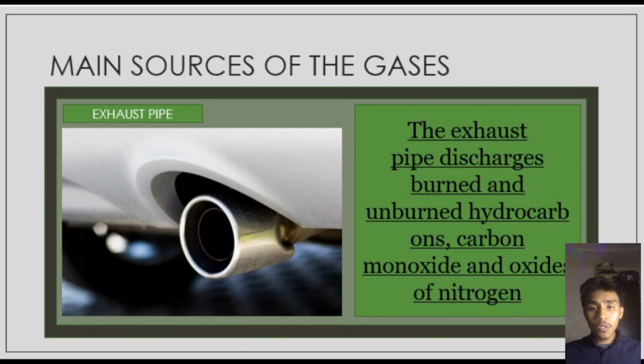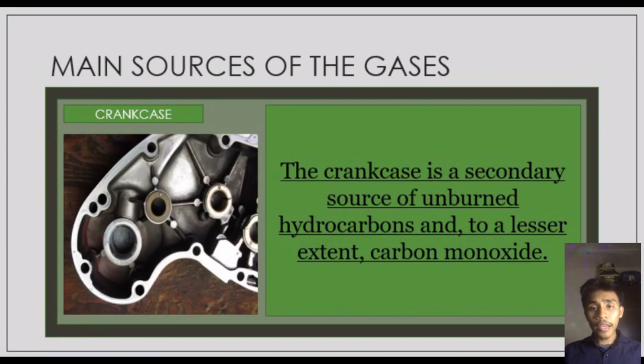There are three main sources of this gas. That is the engine exhaust, the crankcase, and the fuel tank, also the carburetor or throttle body. The first one is the exhaust pipe. An exhaust pipe is a pipe that carries the gas or steam out of an engine. The exhaust pipe will discharge burnt and unburned hydrocarbons, carbon monoxide, oxides of nitrogen, and sulfur, and also traces of various acids, alcohol, and phenol.